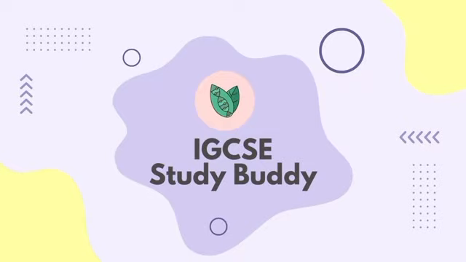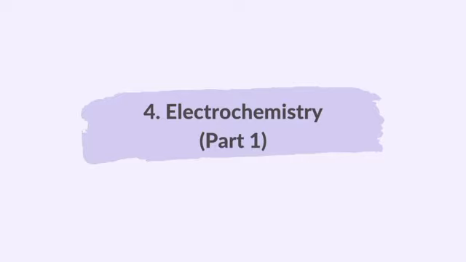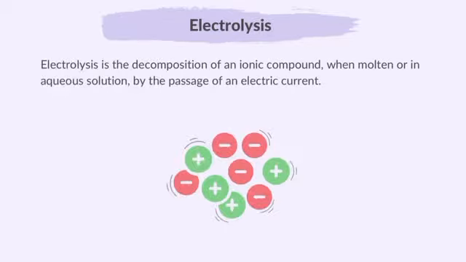In this chapter, chapter 7, we will talk about electrochemistry. Alright, we go to part 1. Here, we will talk about electrolysis, which is the decomposition of an ionic compound when molten or in aqueous solution by the passage of an electric current.